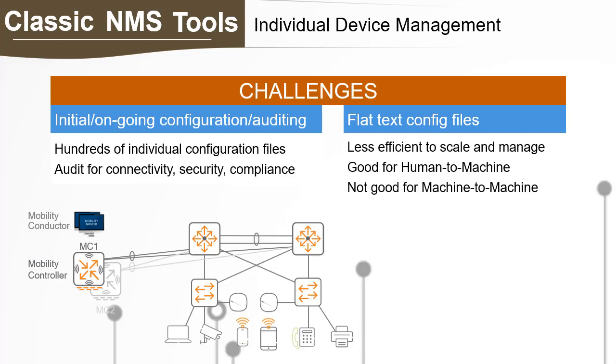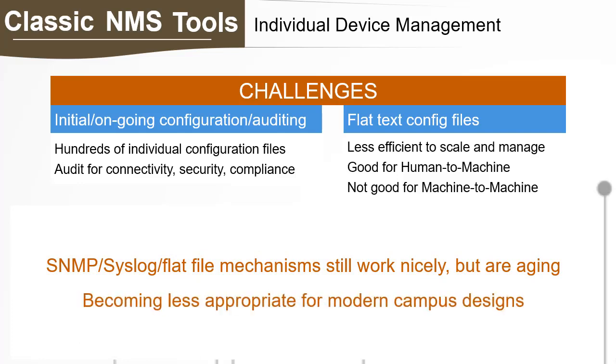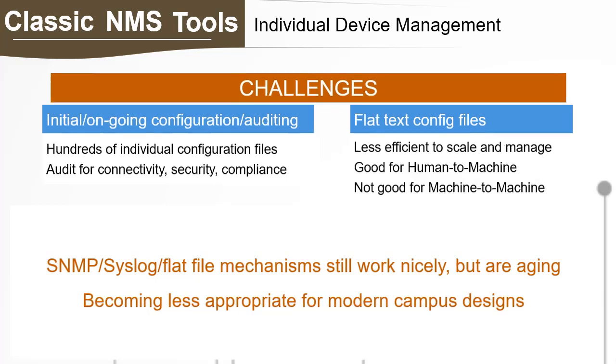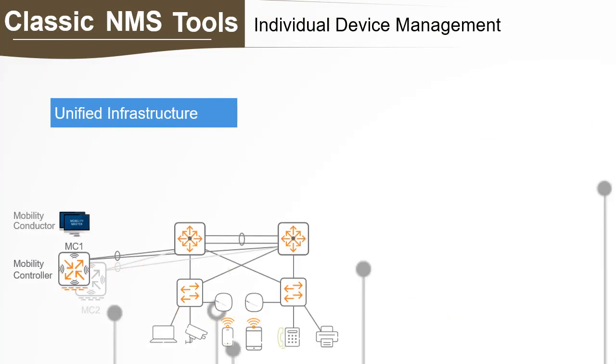Those familiar mechanisms can still work nicely, but they're aging, becoming less appropriate for the scalability and ease of management requirements of modern campus designs. Now, wouldn't it be nice to have a unified infrastructure with a single operational model across the entire infrastructure?